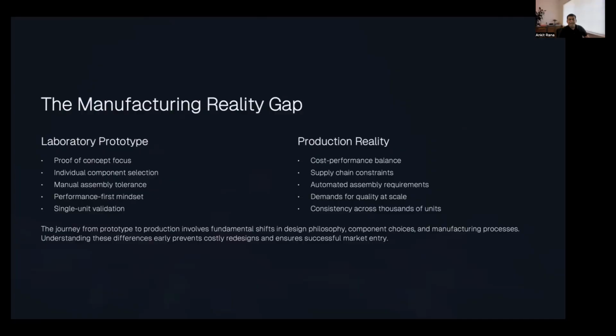Let's start with the reality gap. In a lab, a prototype is about proving a concept. You pick components freely, hand solder boards, and optimize purely for performance. But in production, the rules change. Supply chains dictate availability, costs must be balanced, and quality has to hold up across hundreds of thousands of units. Understanding this shift early saves you from expensive redesigns later. It's not just about whether the prototype works, it's about whether it scales.